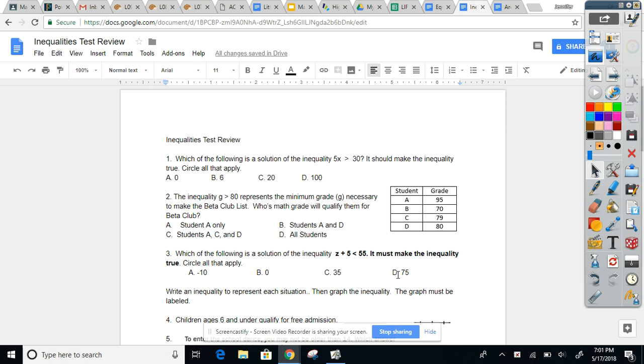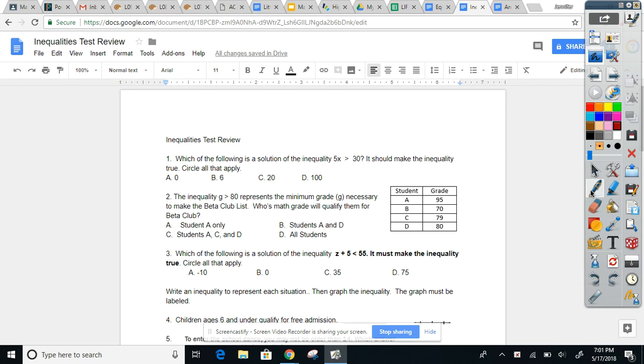Okay, so we're going to talk about inequalities. If you watched the last video, it was on equations. Inequalities, we can solve the same way that we solve equations. Inequalities are different because equations say that an expression equals another expression, whereas an inequality says that something may be greater than or equal to, less than or equal to, greater than, or less than something else.